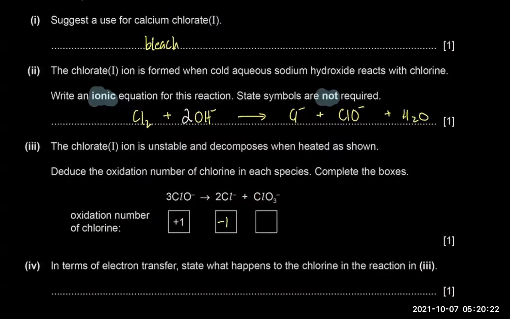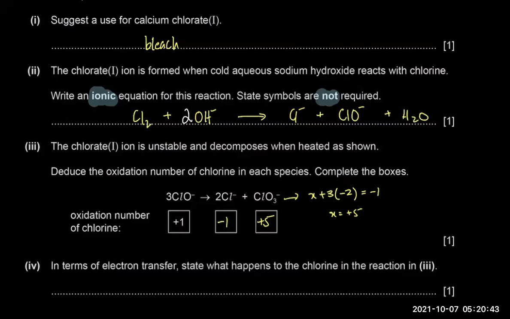What about in chlorate? This is chlorate 5. It's X plus 3 times minus 2 for oxygen, and the overall is just the charge. X is equal to plus 5. Make sure you don't write 5, make sure you write plus 5. That's the oxidation number of chlorine.